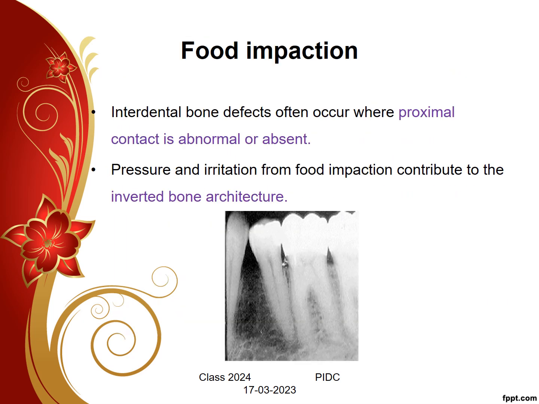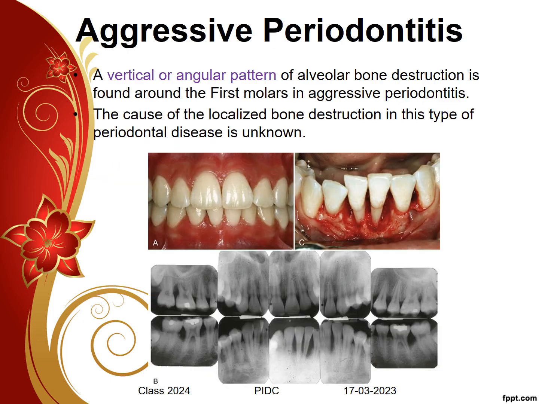Coming on to food impaction, this also results in bone defects because food often gets lodged in one particular area. Interdental bone defects often occur where proximal contact areas are abnormal or absent. Pressure and irritation from food impaction can contribute to inverted bone architecture.